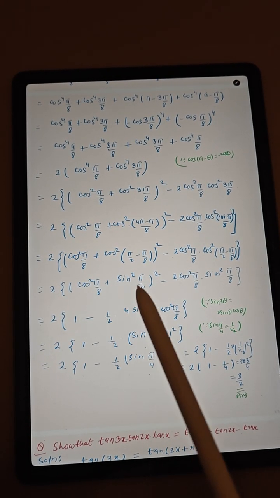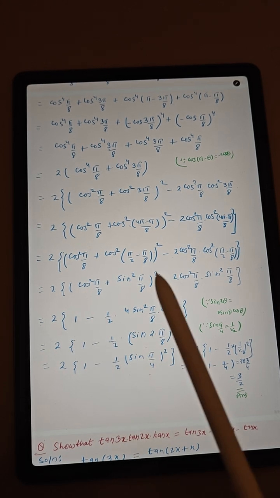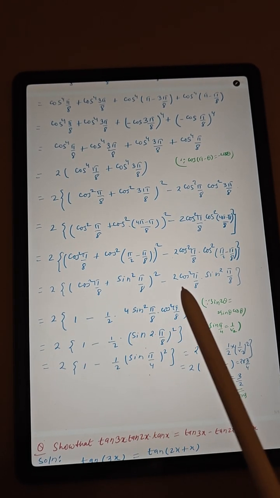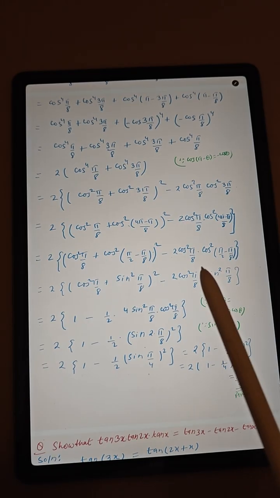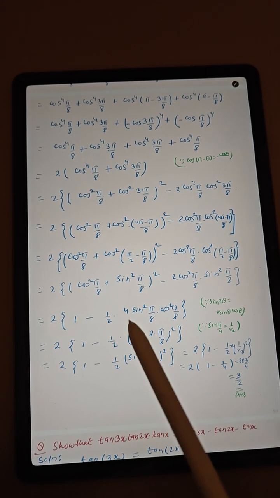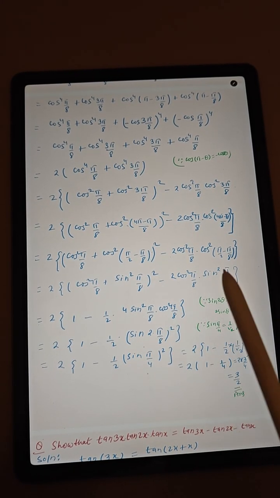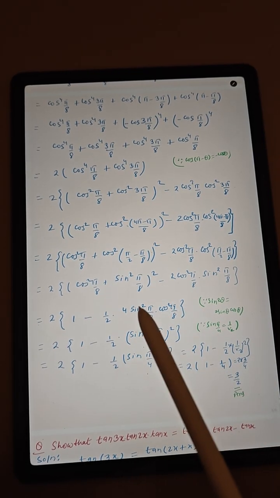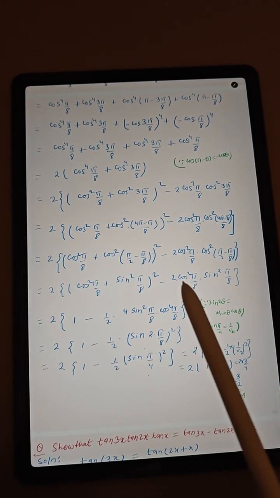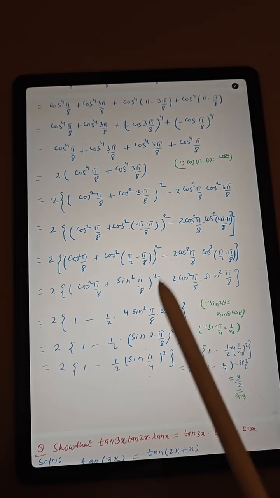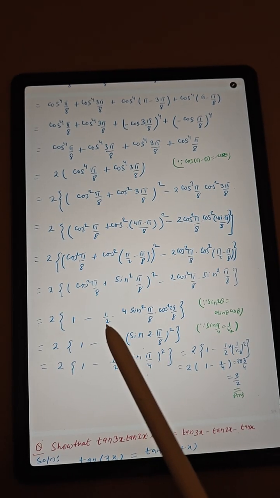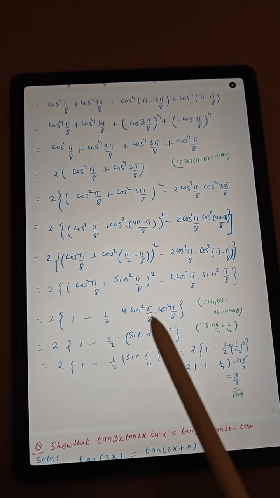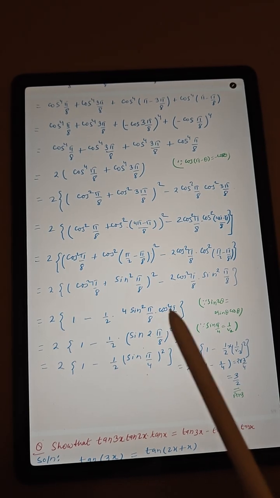So this is cos square theta plus sin square theta, so 1 square, that is 1. And this is your twice of cos square pi by 8 sin square pi by 8. This twice can be changed to 4 by 2. So this will give you the formula 2 sin theta cos theta whole square.